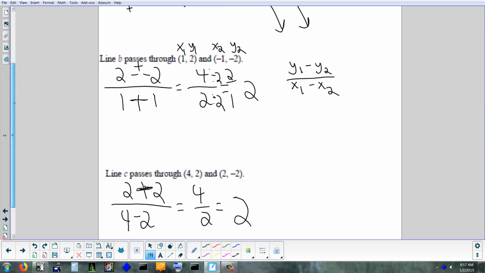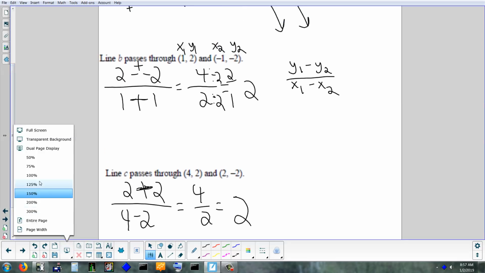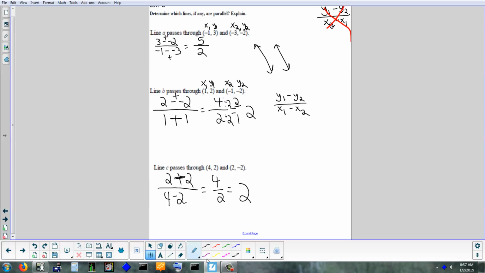So now we have some possibilities, right? If I looked at all three, the slope of my first line was 5 over 2. So out of the three, which one cannot be parallel? A, B, or C? A, right? Because it's 5 over 2. I circled in red all the slopes we figured out so far. This one cannot be parallel. We have a possibility with B and C.